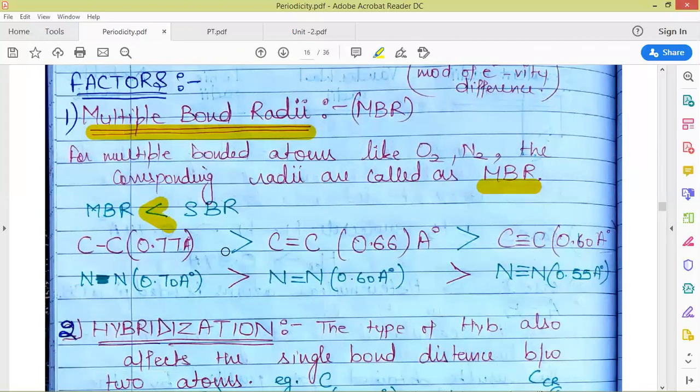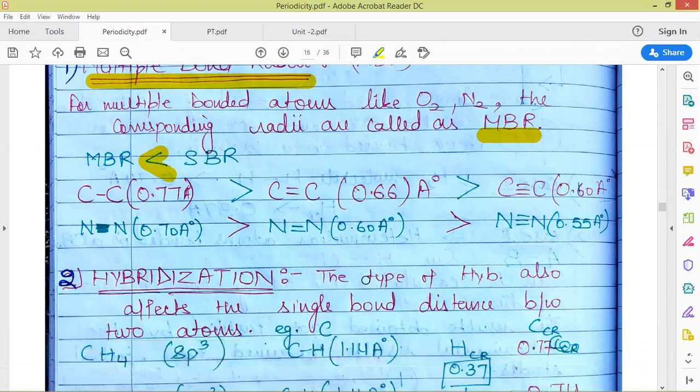Here we have shown for the case of C single bond C, this is the covalent radii for C single bond C. This is the covalent radii obtained from C double bond C. It is 0.66, and if we talk about C triple bond C, then it is 0.6. So covalent radii decreases as the multiplicity of the bond increases. Same is the case with nitrogen. N single bond N is 0.70, N double bond N is 0.60.